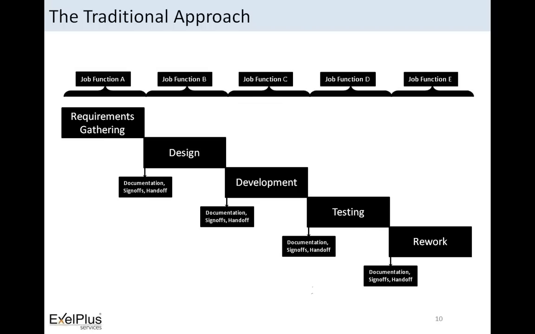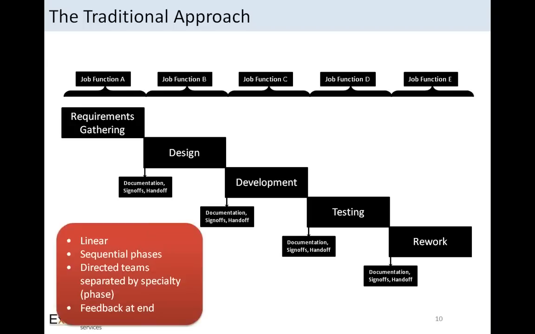And every phase has certain job functions: requirements done by a requirements engineer or business analyst, design handled by architects and designers, development, testing, and rework handled by specific job functions. Everything is linear and they're all sequential phases, and it's a waterfall. Unless the previous phase is over, we will not start the next phase.